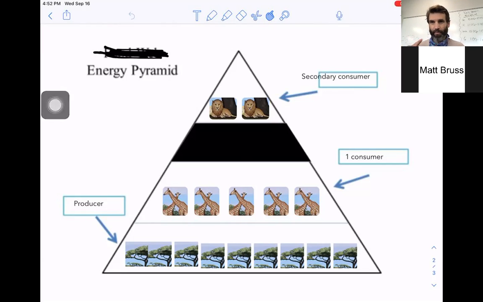And then we got to the point of, well, why didn't you just make that a ladder? Why make this a pyramid? Well, what the pyramid represents is that there are way more trees, way more producers, than there are primary consumers, than there are giraffes. And there are way more giraffes than there are lions. And that's why you get this funnel, this pyramid.